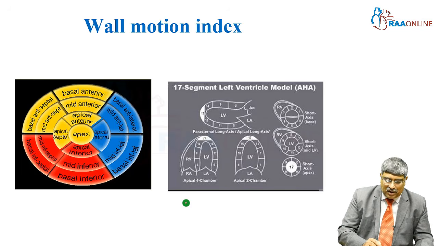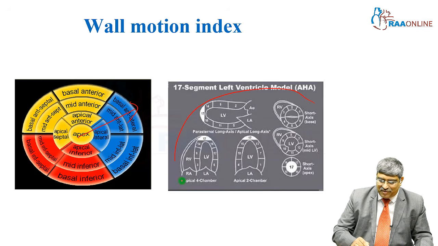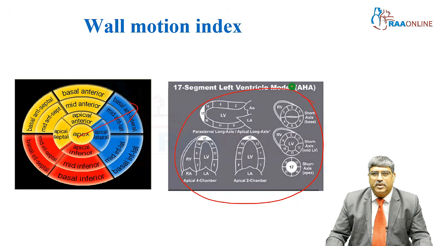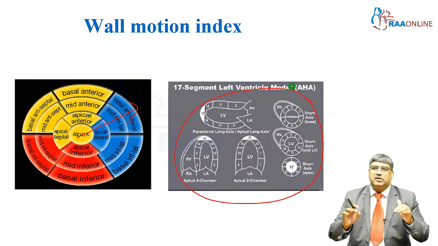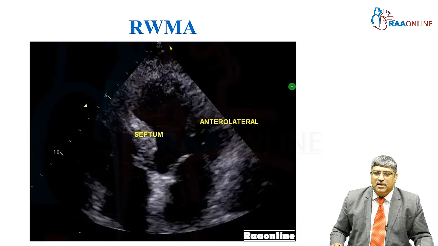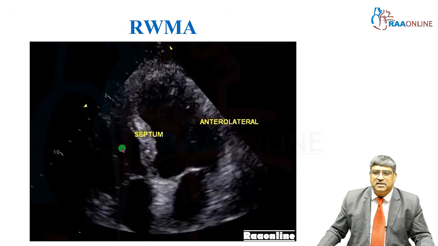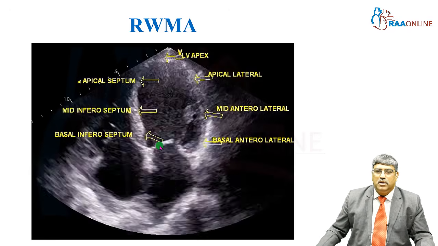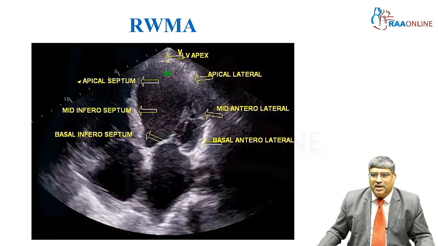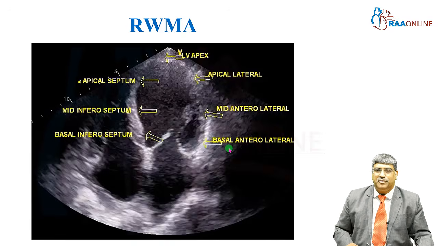As you move from apex to base, you have about 17 segments, and these 5 to 6 views are very important in assessing all the 17 segments. Although we have 17 segments, the scoring system includes only 16 segments. Let us look at each segment. This is the 4-chamber view. This part is the anterolateral wall, and this is the septal wall. So, you have the basal inferior septum, mid-inferior septum, apical septum, apical part, apical lateral, anterolateral and basolateral. This is the 4-chamber view.